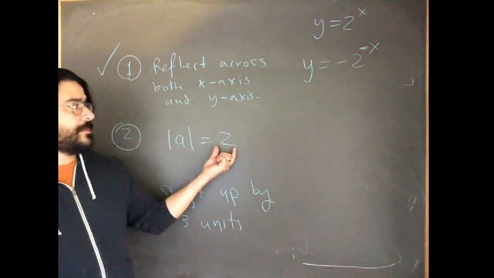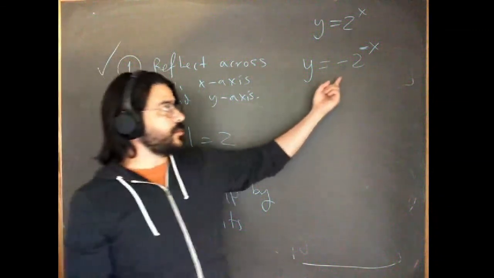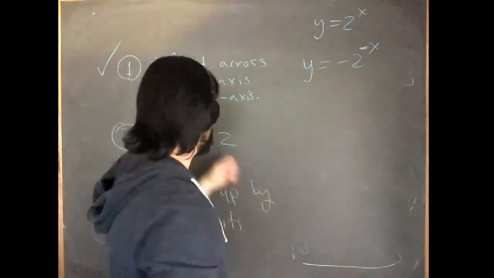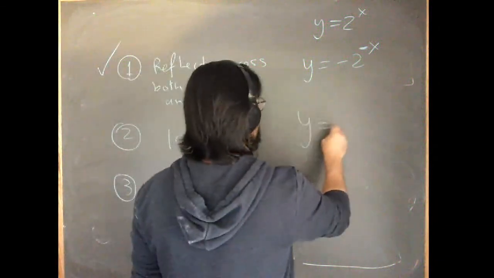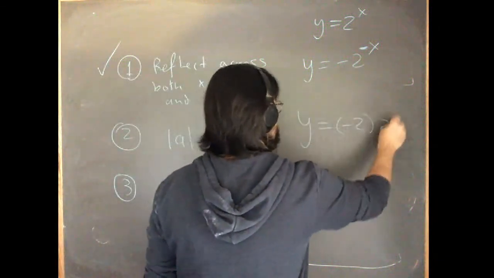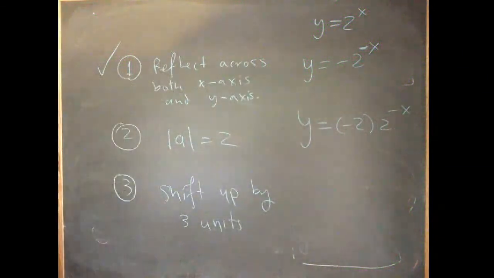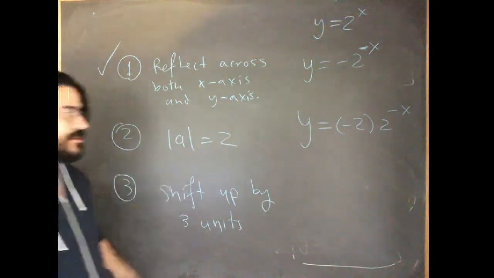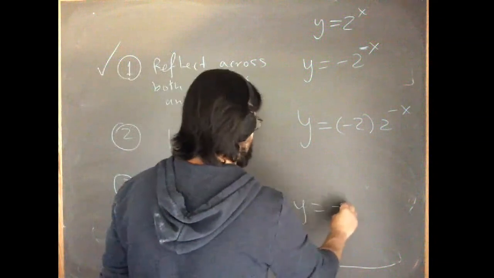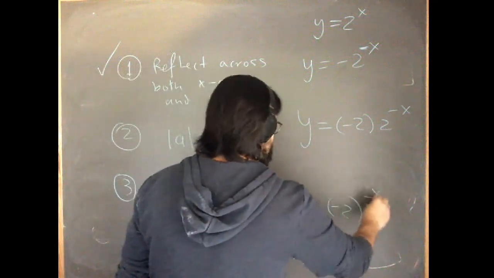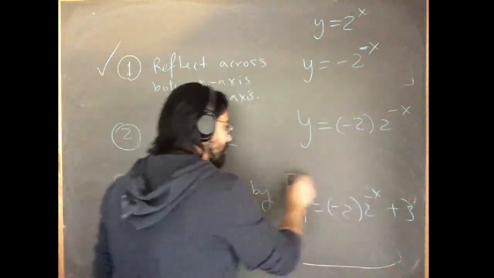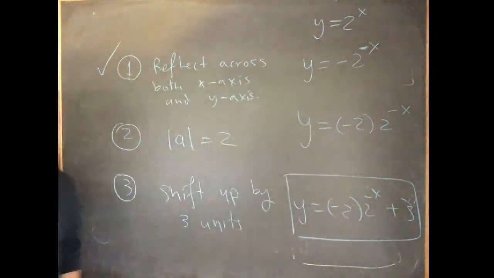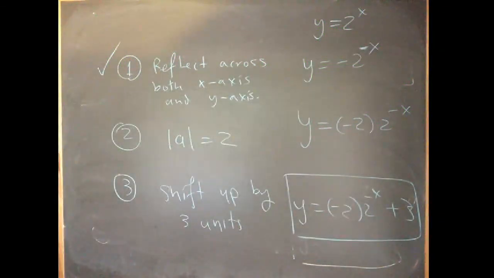Now we've got to stretch things by a factor of 2 because this would have had the wrong sort of distance. So we stretch it by a factor of 2, and we've got y equals -2 times 2 to the -x. Okay, so now we see that our a factor there is actually -2. And then finally, shifting it up by 3 units just means add 3 units to it. So this is y equals -2 times 2 to the -x plus 3. And there is our formula for that graph that we were looking at, right?